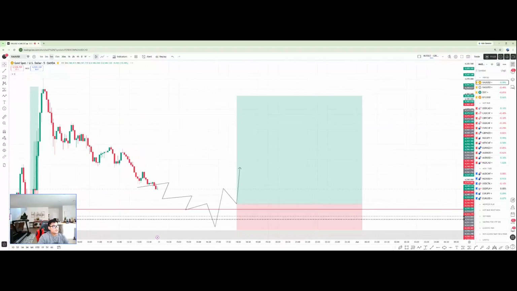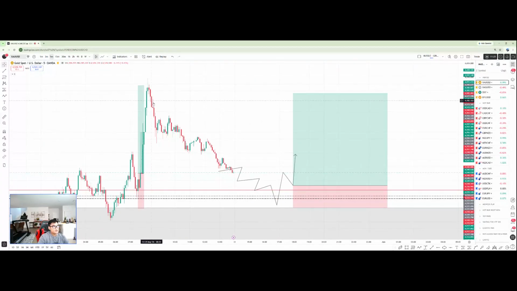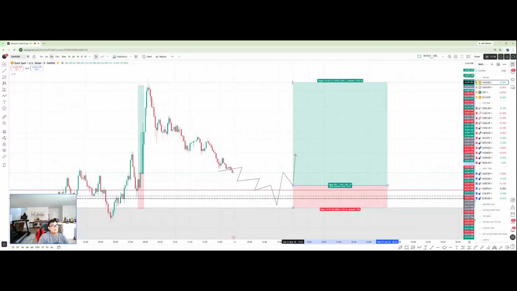So all we need to wait for is a 5 minute bearish move. And then around the zone, all I need is a shift of structure, bullish engulfing. Then we'll take that trade, probably 4 to 5 hours.